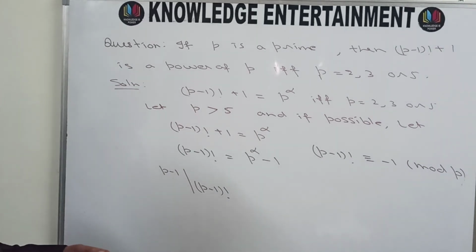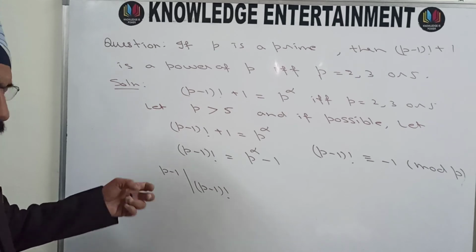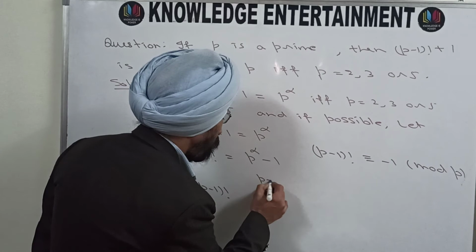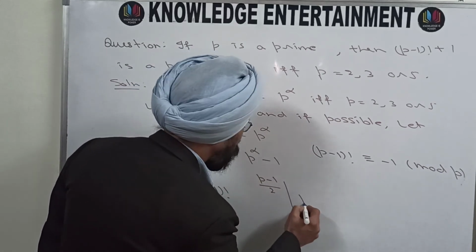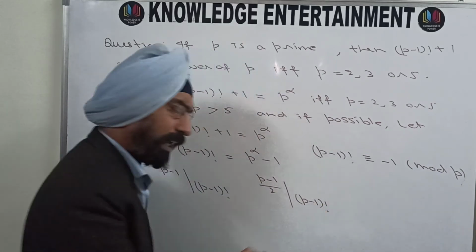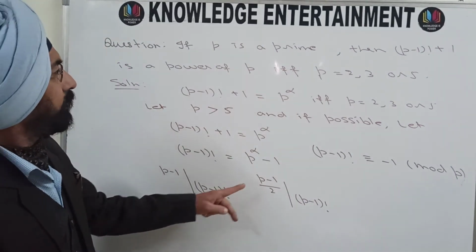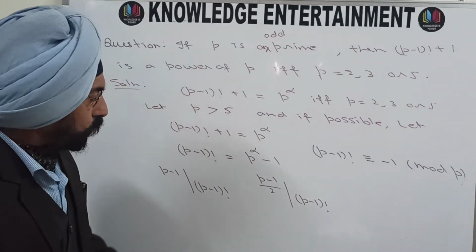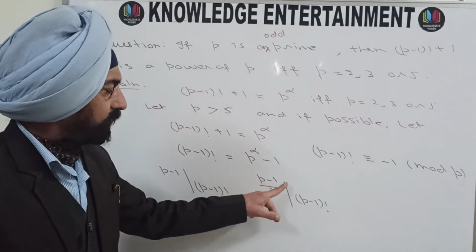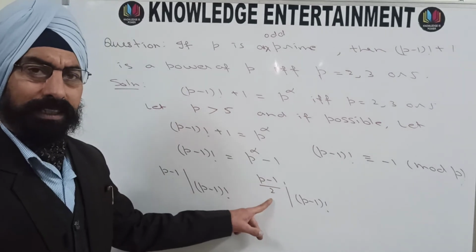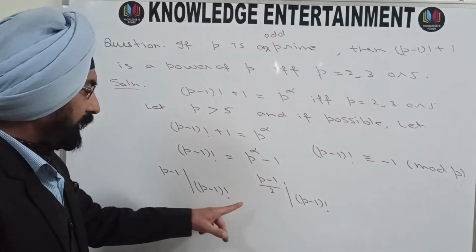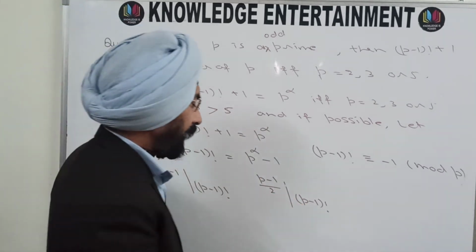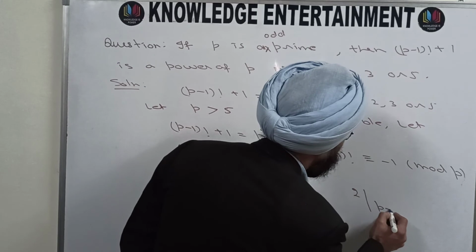Now what I actually want to have: another thing is that P minus 1 divides this quantity, and P minus 1 by 2 also divides this quantity. Why? Because P is an odd prime. P should be an odd prime here. Odd prime minus 1 is even, and divided by 2 it is another integer which will be among the factors of P minus 1 factorial. So P minus 1 by 2 divides this. Also 2 divides P minus 1 factorial.